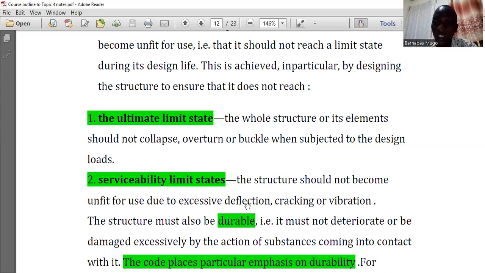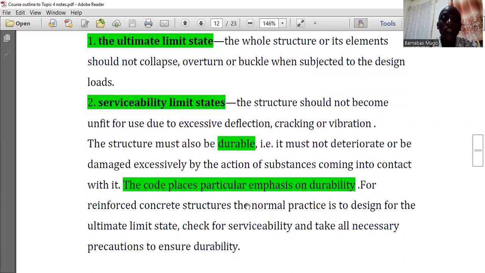That is, the whole structure or its elements should not collapse, overturn, or buckle when subjected to the design load. Meaning that the structure should be safe against any overturning, any collapse, or any buckling. The structure itself should be safe.